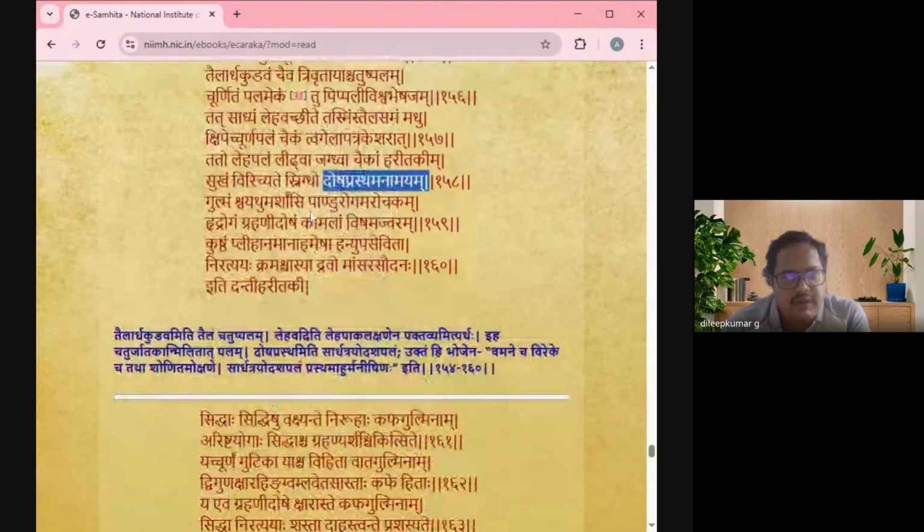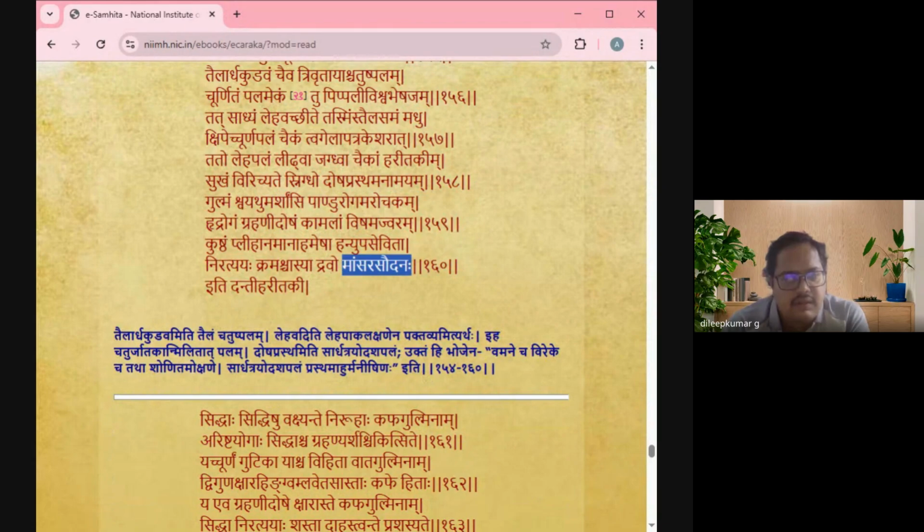After intake of this, the person should take mamsarasa or odana, only rice or mamsarasa. That should be the ahara or pratyahara during the intake of Danti Haritaki.